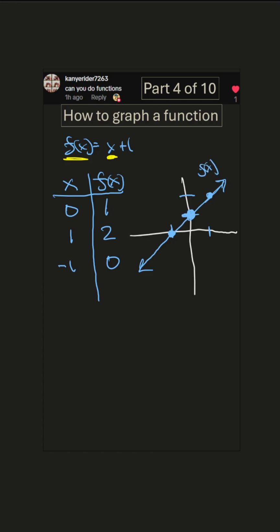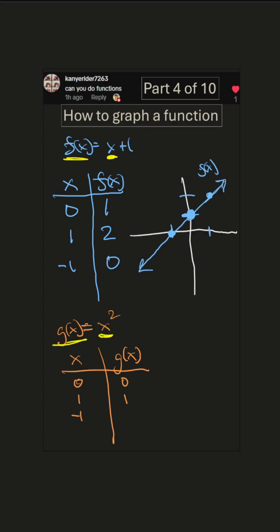Very cool. Let's look at, say, g of x equals x squared. Okay, so let's look at x values and g of x values, see what we come up with. Let's say 0. Remember, we plug in 0 here, 0 squared is just 0. So g of x equals 0. How about 1? 1 squared is 1. Negative 1. Negative 1 squared is positive 1 because a negative times a negative is positive. How about 2? 2 squared is 4.